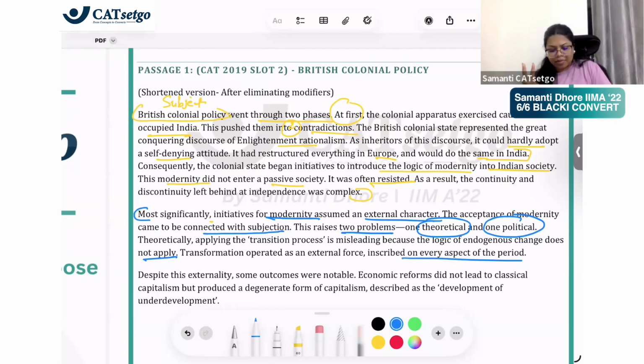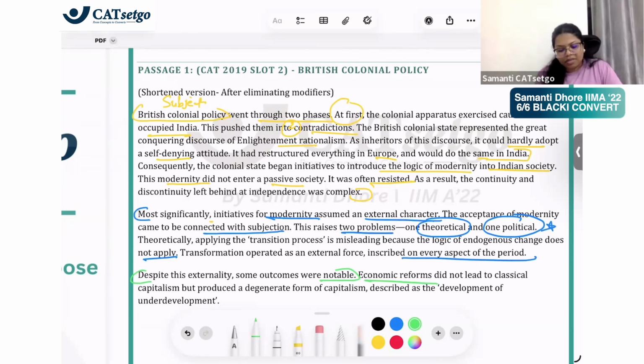Politically, it inscribed on every aspect of that period. Okay? Politically, it basically, transformation operated on external force, inscribed on every aspect of that period. So basically, they haven't explicitly mentioned politically, but you can understand, right, that people were resisting, a lot of Swadeshi movement, this, that. They came as an opposition, कि भाई तुम्हारा rule नहीं चलेगा, right? So that happened. Now they are saying that despite this externality, some outcomes were notable. कुछ चीजें अच्छी हुई उसके कारण.